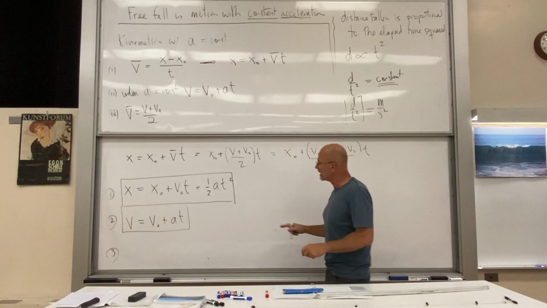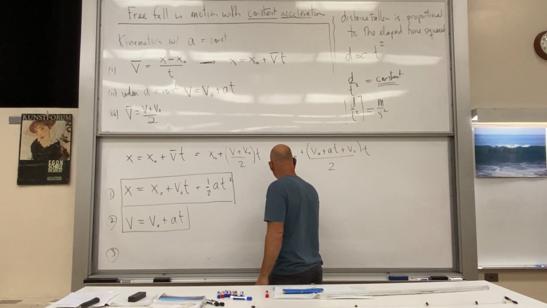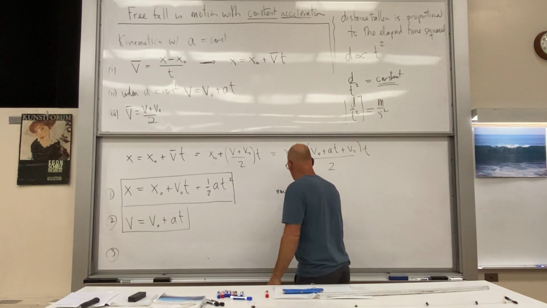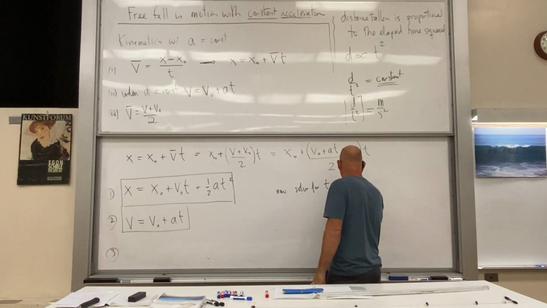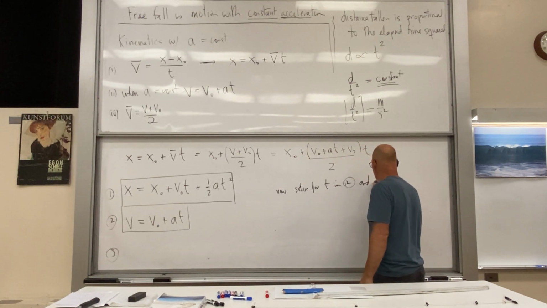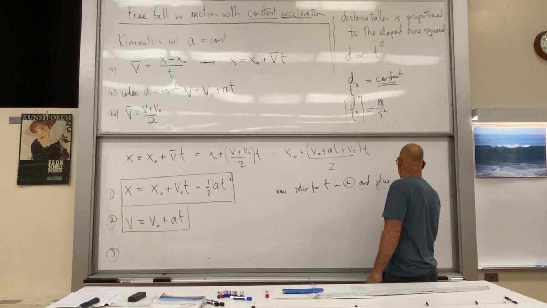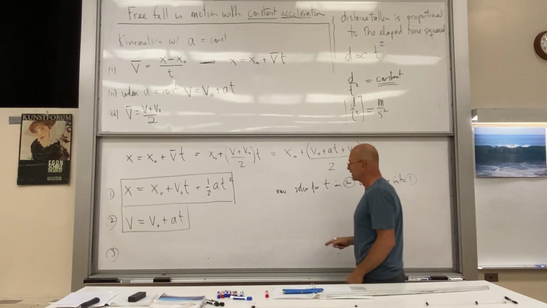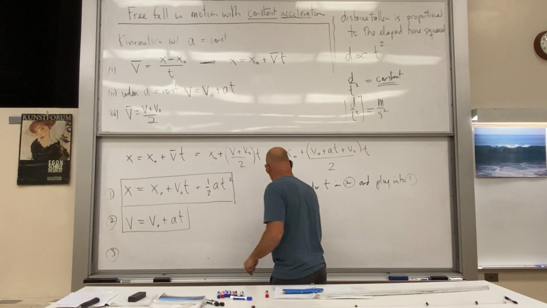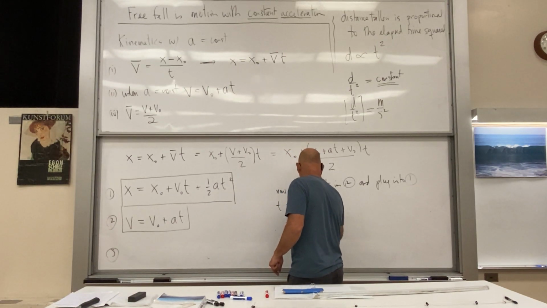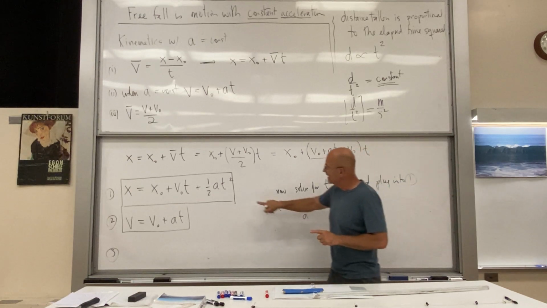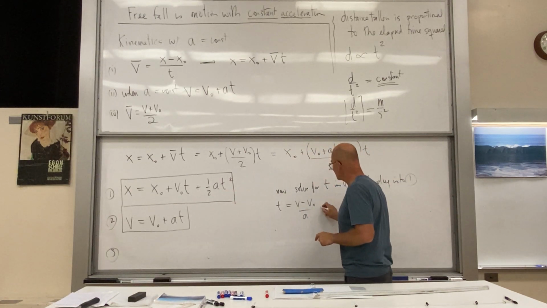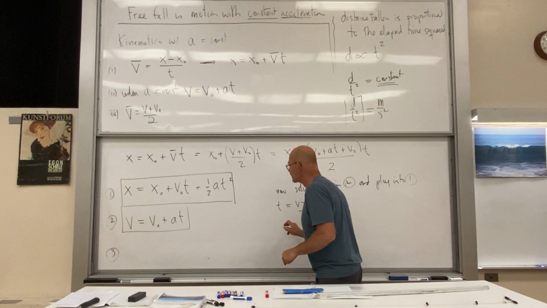So the third one, here's a side calculation. Solve for t in equation 2 and plug into equation 1. So when I solve for t, I get t equals v minus v0 divided by a. And I have to plug this expression in here. That's going to generate a few terms. So let's just do it.